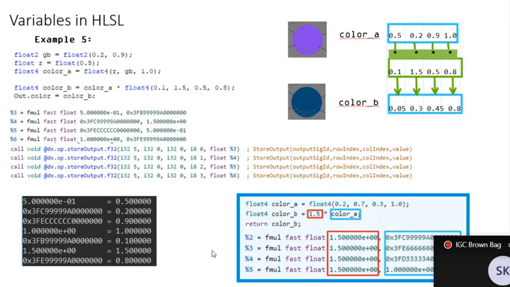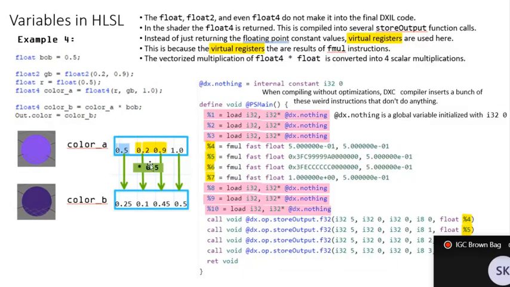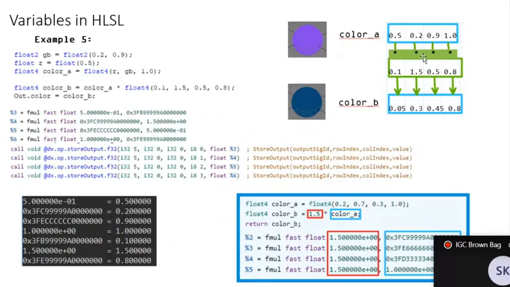Conclusion: as in the previous example, it doesn't create all the intermediate variables. It just does the multiplication and then a store output. So when a vector type is multiplied by a scalar, the second argument is all the same. When a vector is multiplied by a vector type of the same size, the second argument in each multiplication corresponds to the elements in the second vector.